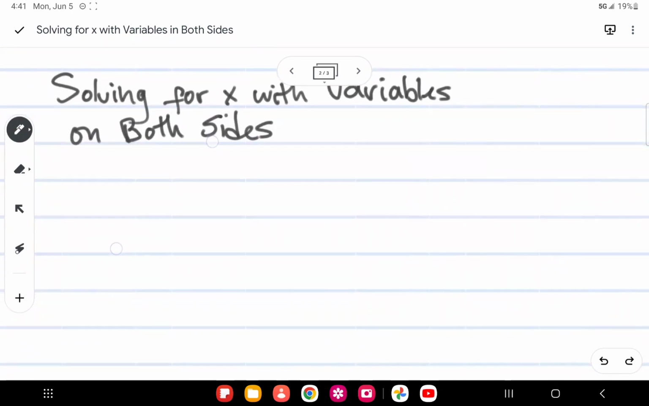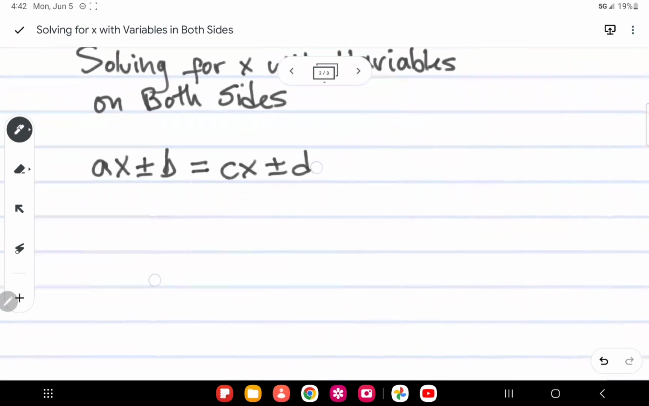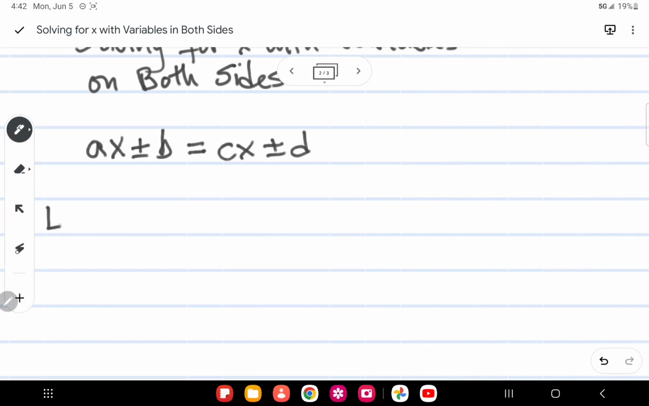So let's begin. Solving for x with variables on both sides comes in the format of ax plus or minus b equals cx plus or minus d. Okay, so let's give an example here so that we can better understand what's going on here. The example is 3x plus 4 equals 4x plus 2.